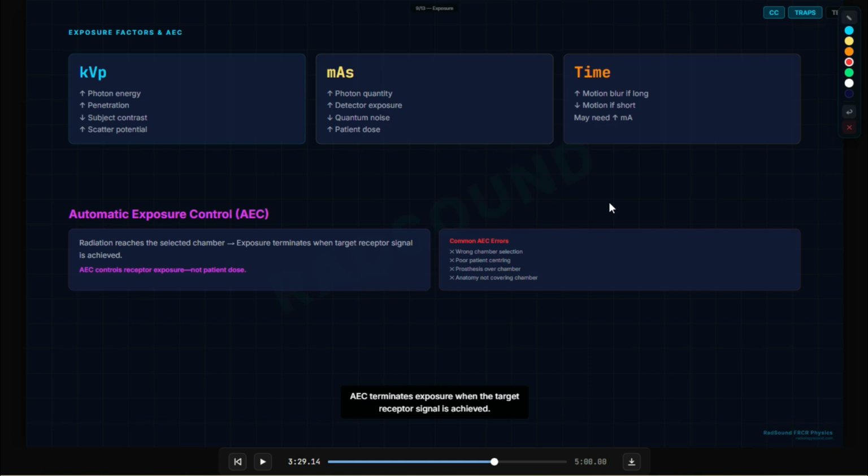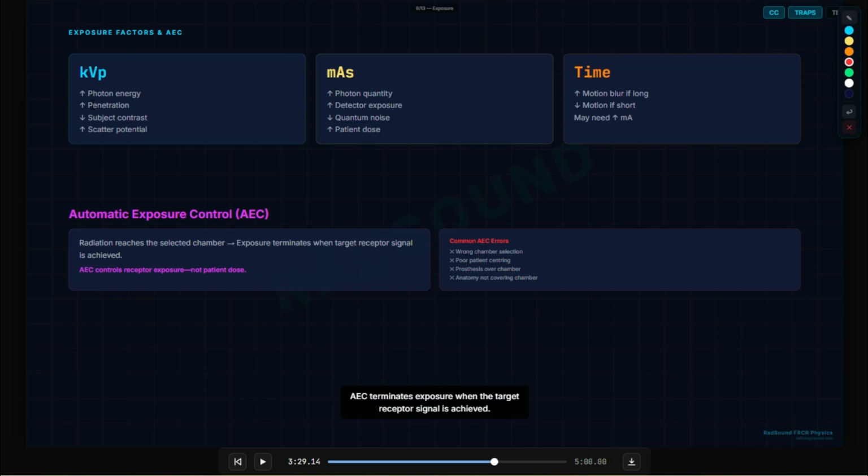Let's say we increase kVp, so with high kVp there will be more photons, more penetration, but at the same time there will be more scatter, and the subject contrast will go down. In contrast, when you increase mA, the photon number will go high. So that's quantity. So kVp gives more quality, while mA will increase quantity, detector exposure, and decrease noise, but at the same time it will increase patient dose. What about timing? If you increase the time, there will be a more blurry image because of the longer time you are taking.